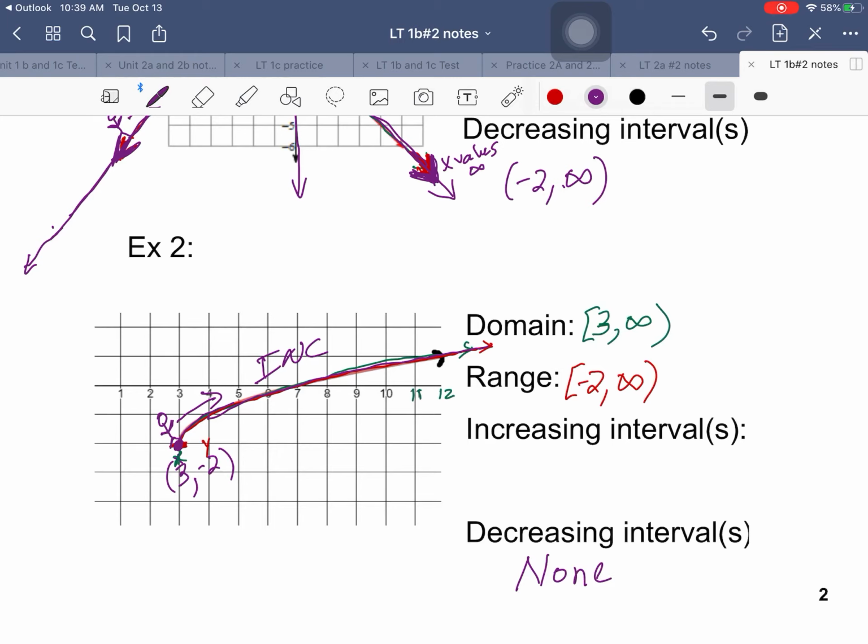Remember, increasing and decreasing intervals are always labeled with the x values. So we're looking at x values, it starts at 3. If you put a closed bracket there, that's fine. Or bracket versus parenthesis. And where does it stop increasing? It'll keep on going to the right forever, to infinity.